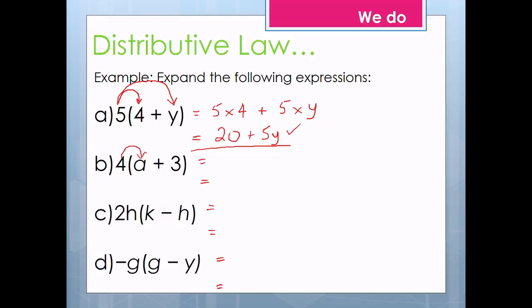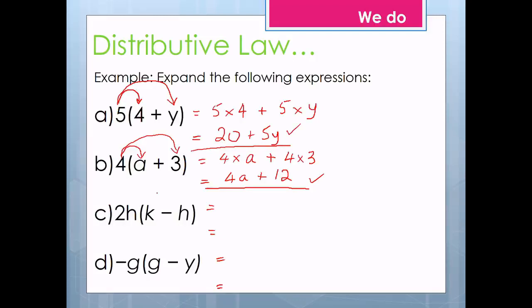Now the next one, we're going to multiply the term outside the bracket by the first term inside the bracket. So 4 times a and 4 times 3. Don't forget the plus in the middle. 4 times a is 4a. 4 times 3 is 12. I can't collect them together. That's my final answer.